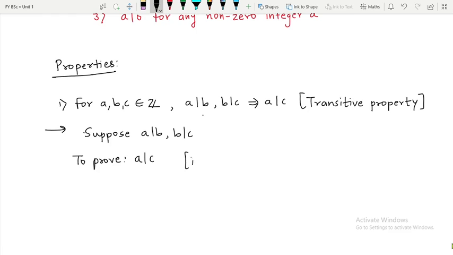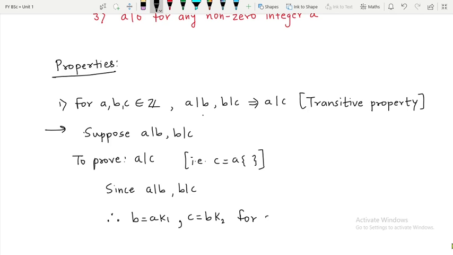That is nothing but what? In order to prove A divides C, what we have to prove? C is equal to A multiplied by some integer, right? Now since we are having A divides B and B divides C, therefore what can you say? Since A is dividing B, we can write B is equal to A K1 for some K1 belonging to Z, and since B is dividing C, how can you write C? C can be written as B multiplied by K2, for some K1, K2 belonging to Z.